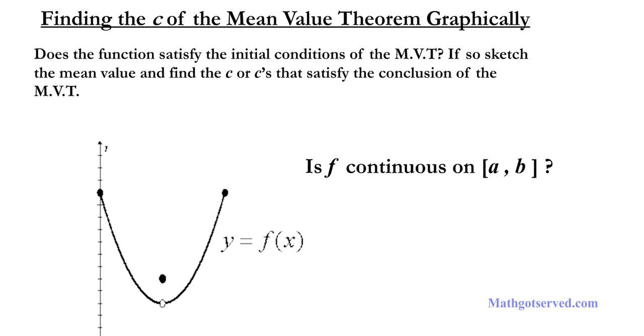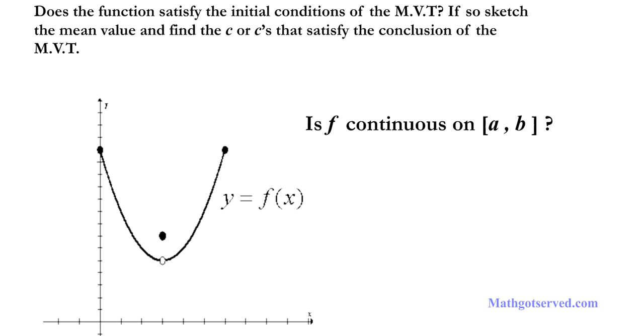All right, now let's go over some examples to see if you can determine the C that satisfies the conclusion of the mean value theorem graphically. Okay, now let's take a look at this situation here. The question is, does the function satisfy the initial conditions of the mean value theorem? If so, sketch the mean value and find the C or C's that satisfy the conclusion.